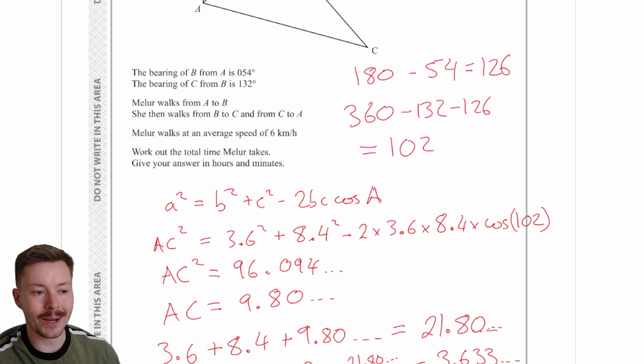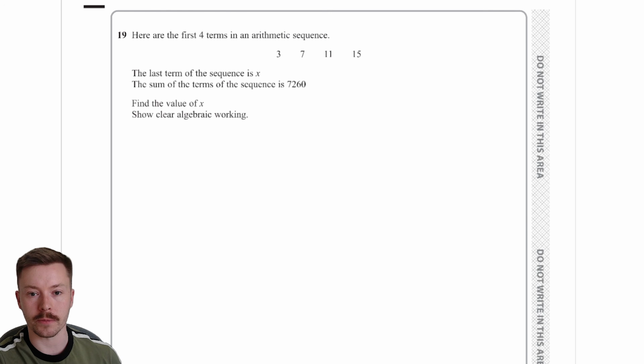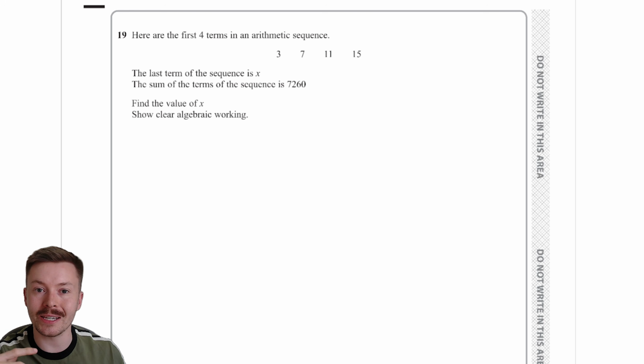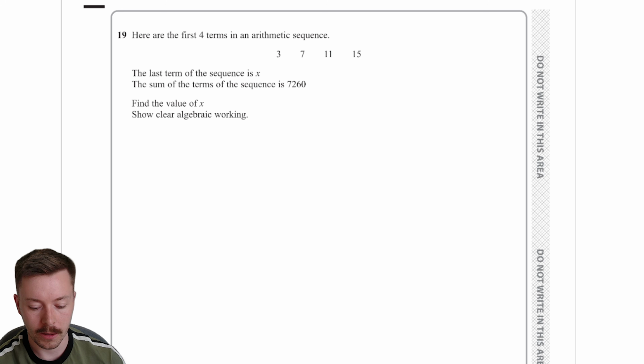Okay, moving on then to the next question, and that is question 19. A sequences question. These are fairly common towards the end of a paper, an IGCSE paper that is. The first 4 terms of an arithmetic sequence are this. So this is going up by 4 each time.